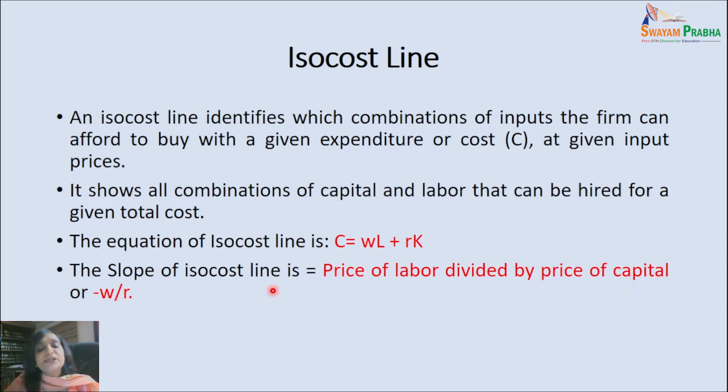Now the slope of the isocost line is given as price of labor divided by the price of capital, or W, which is the wages, divided by R, which is the rate of interest. It carries a negative sign showing that the isocost lines are negatively sloping or downward sloping. So slope of the isocost line we can say is price of labor divided by the price of capital. If we are representing price of labor as wages, small w is the price of labor, whereas small r is the price of capital.